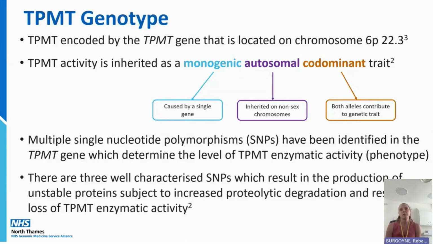And because it's a codominant trait, both of the alleles that are inherited will contribute to that genetic trait in the patient's phenotype. And there have been multiple single nucleotide polymorphisms, or SNPs, in this TPMT gene. And essentially, these will determine the level of the enzyme activity or a patient's phenotype. There are 3 well-characterized SNPs, which result in the production of unstable proteins, which are subject to increased proteolytic degradation or breakdown and resultant loss of TPMT enzyme activity.